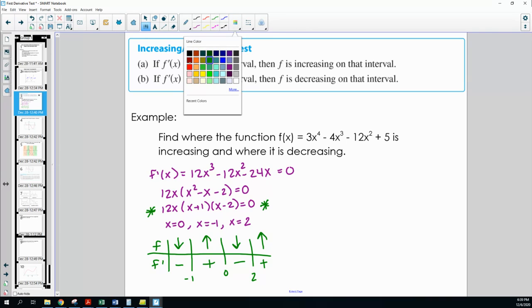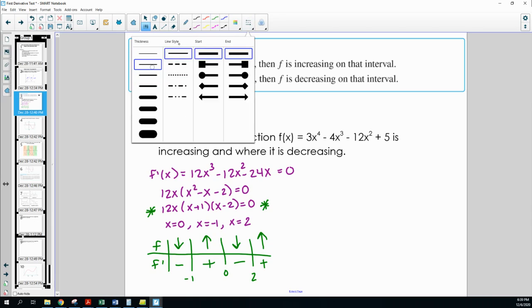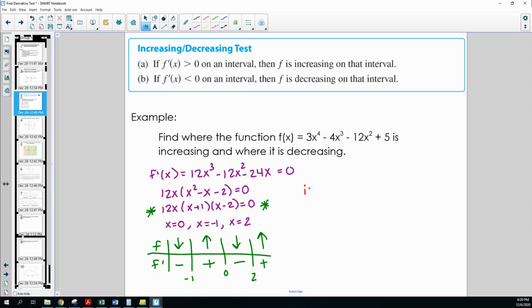So where we have our increasing intervals, it's going to be increasing from -1 to 0, and from 2 to infinity. And notice I'm not using brackets. I'm not including those values because at -1, at 0, and at 2 is where the derivative is equal to 0. So it's not going to be increasing there. It's going to be horizontal and not moving.